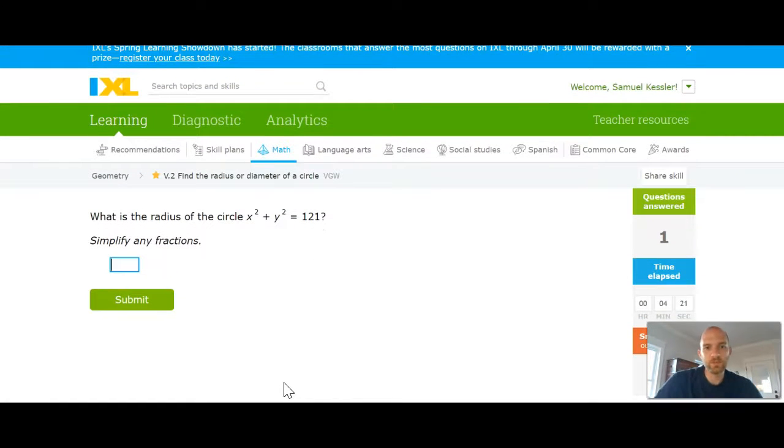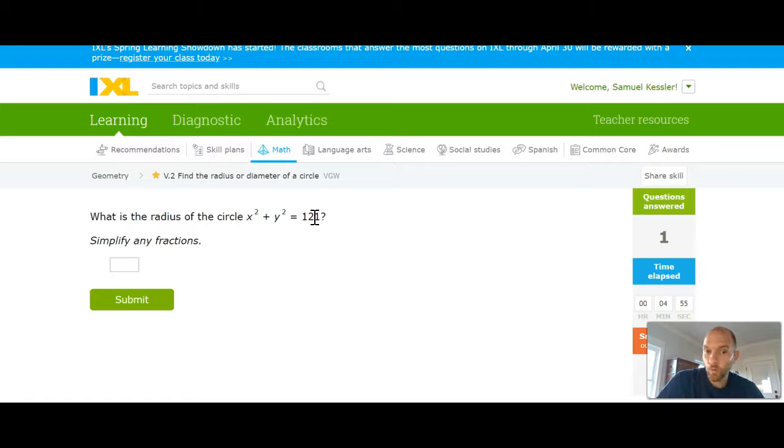Now, this one's a little bit different because it asks us for the radius of the circle from x squared plus y squared equals 121. This is a standard equation for a circle that's centered at the origin. Don't worry too much about the x squared and y squared part right now. What we want to look at is this 121. The equation is written x squared plus y squared equals r squared, where r is the radius. So this means that 121 equals r squared.